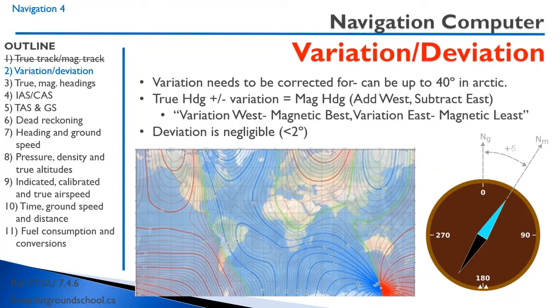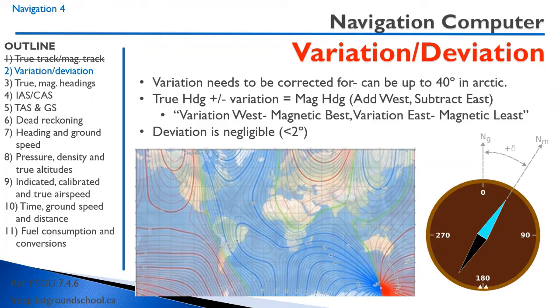Recall that the magnetic north pole and the true north pole are not the same position. So that means that there is a compass variation, the difference between magnetic and true north. And so this variation has to be corrected for. It can be up to 40 degrees off in the Arctic regions. So the true heading plus or minus the variation is the magnetic heading.